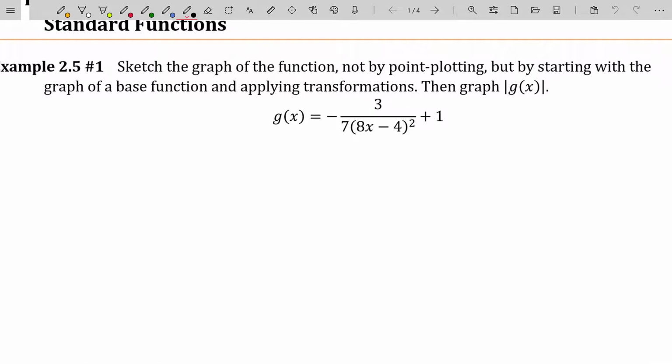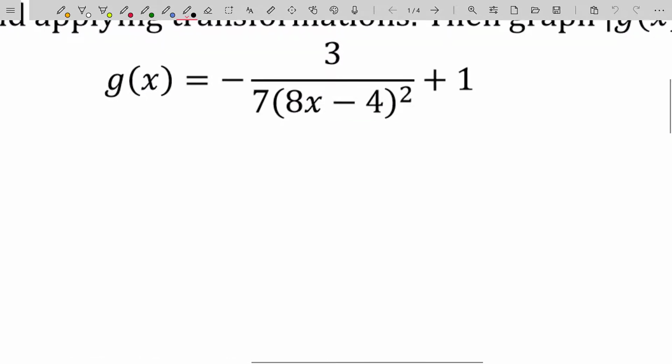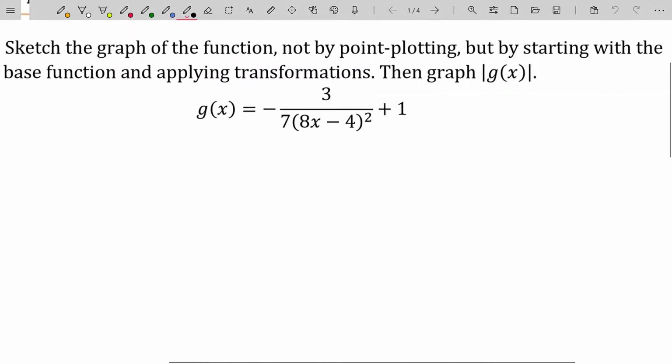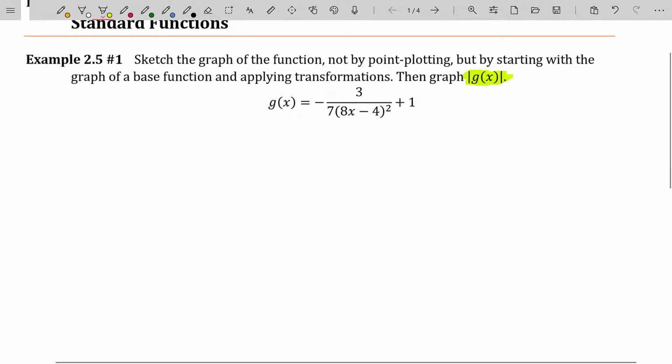Let's go ahead and sketch the graph of this function g of x. We're not going to plot points, we're going to use transformations. But at the end of it is really the new material. We're going to go ahead and graph the absolute value of g of x. It's a very, very minor change in the end. So I'm using this first example to remind you of all your transformations.